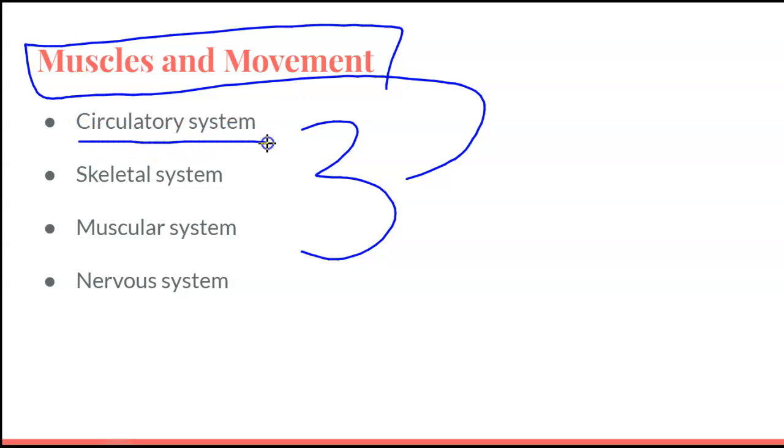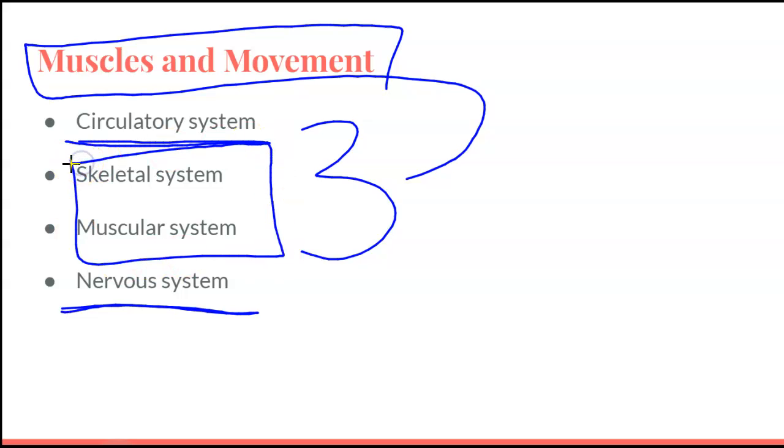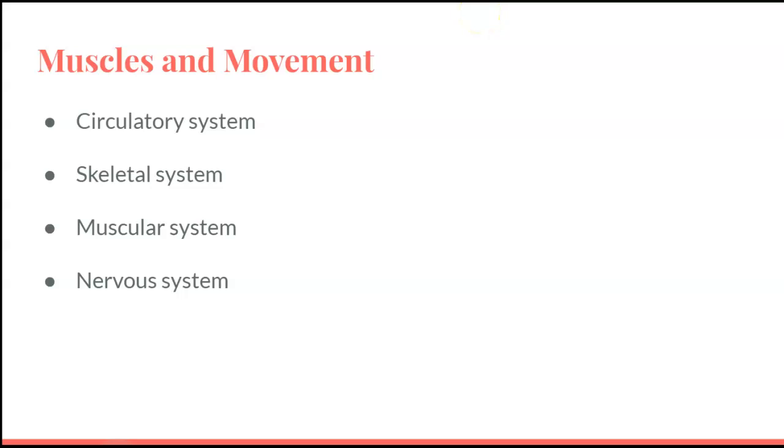So the circulatory system pumps blood that allows us to move. The nervous system sends those signals throughout our bodies, that tell us how we should move. And the skeletal and muscular system actually allows that overall movement.